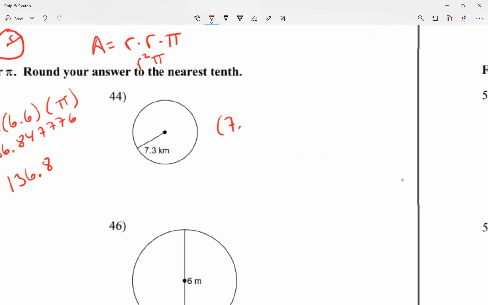All right, let's take a look at number 44. I'm going to go 7.3 times 7.3 times pi. So according to my calculator, that gives me 167.4. I already rounded this to 1 decimal place.